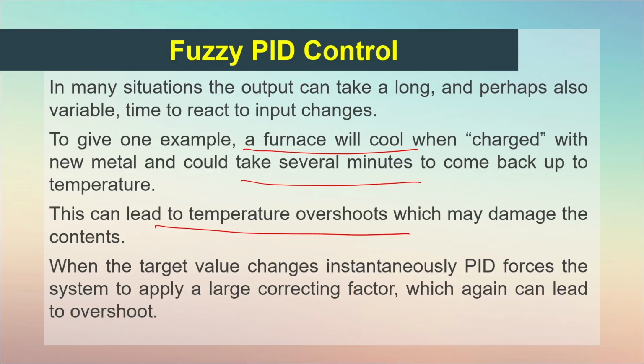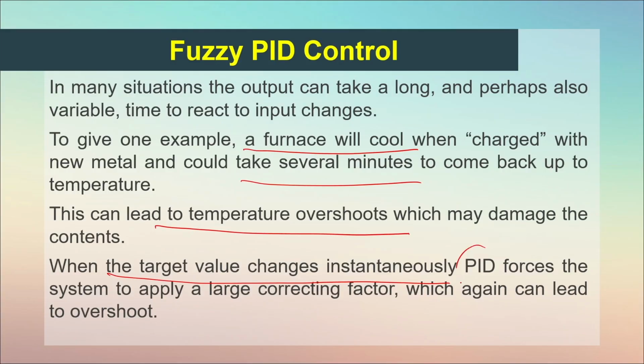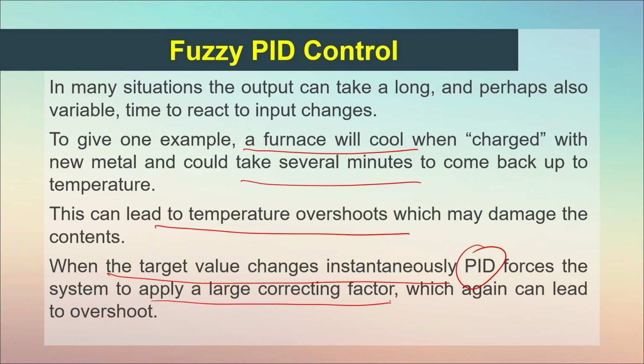When the target value changes instantaneously, say you are observing the system and the target values are changed instantaneously, the PID will try to force the system. Why? Because we need to apply a large correcting factor, and that much correction will lead to overshoot. So, when you operate this PID and change the target value instantaneously, you may face these kinds of consequences.